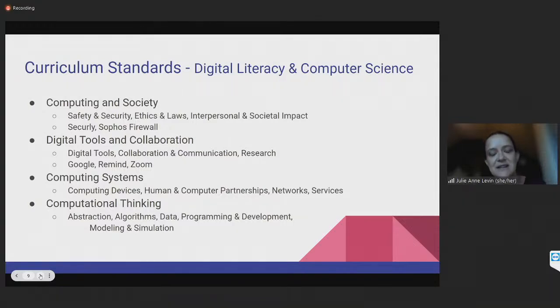The second strand in the digital literacy and computer science standards is digital tools and collaboration. That has been the name of the game for the past 2 years. I feel like this is a place where we've been really pushing forward. Obviously, collaboration through Google and moving towards the Google Suite apps has been important for all of us. We know that most students who go to college will encounter Google in their college environments, and we want to make sure that they know how to use all those tools.